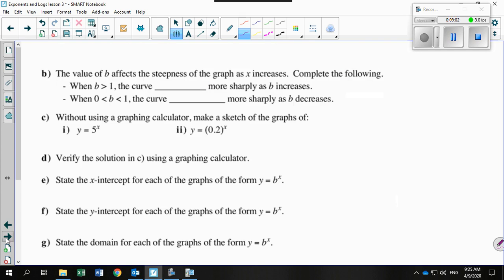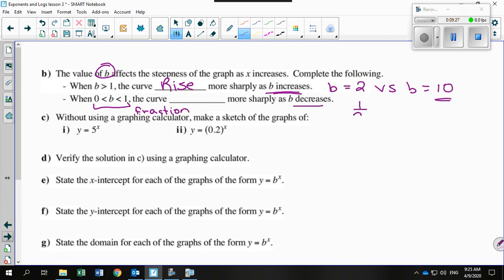So what can we talk about in terms of b? Well, we've already mentioned it. I already wrote it on the other page, that when b is greater than 1, your graph is going to rise as b increases. So b is 2 versus b is 10. That's what we mean by increasing. When we have a fraction, it's decreasing, because 1/2 is bigger than 1/10.